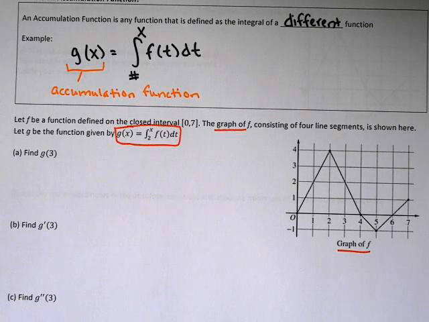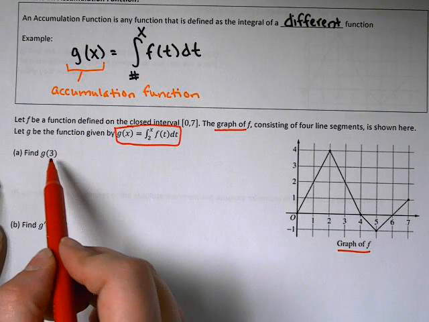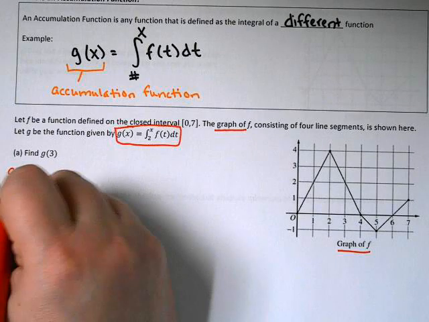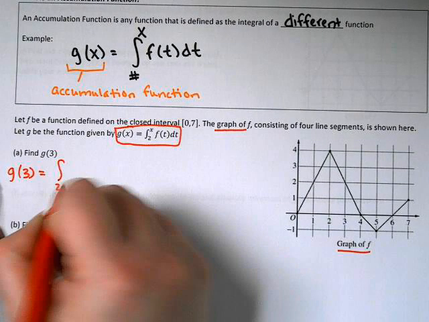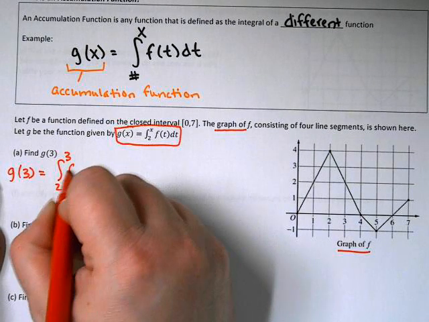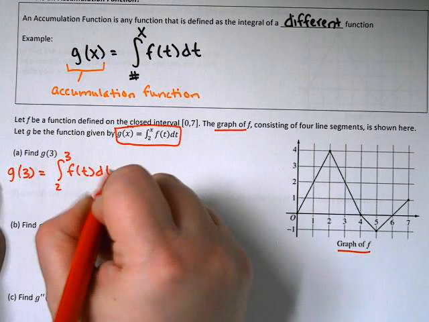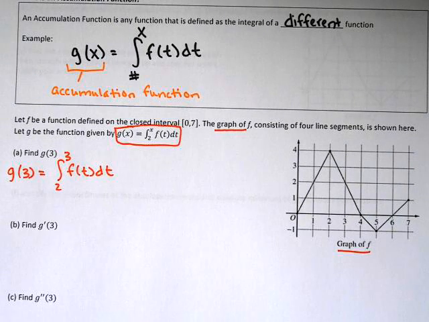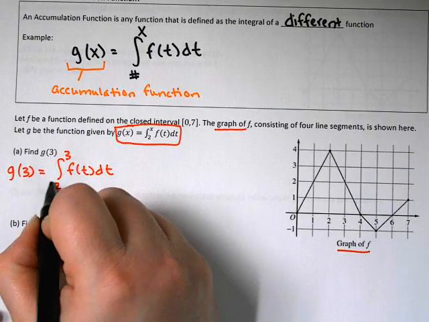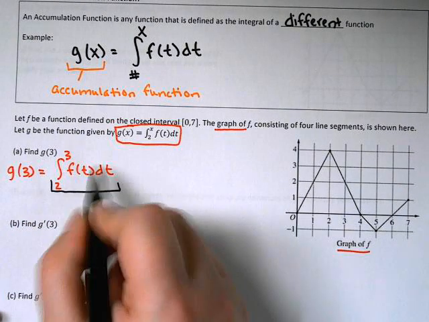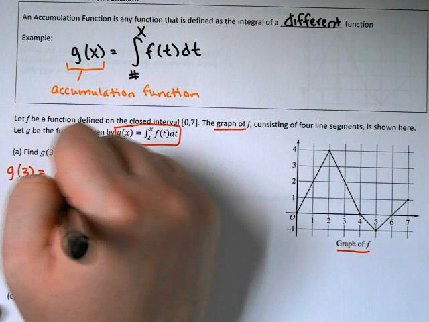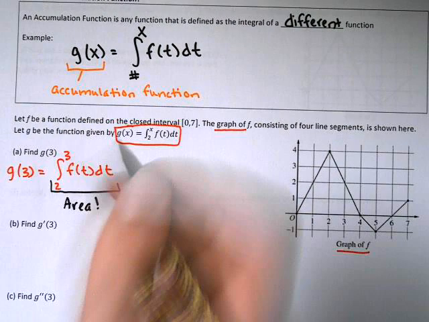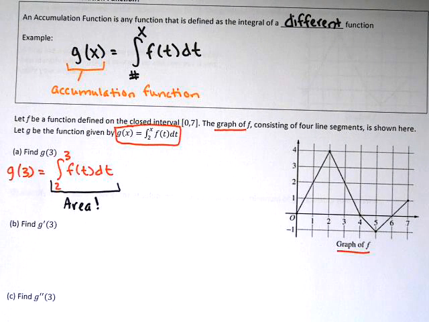Let's look at what some of these things are that they're going to ask us about. So first thing they ask us for is g of 3. So all we're going to do for this is substitute that in. So the integral from 2 to 3 of f of t dt. And hopefully you should be able to look at this and you should recognize that this integral really just means find the area under the curve. This is what we've been doing since we first started talking about integrals.